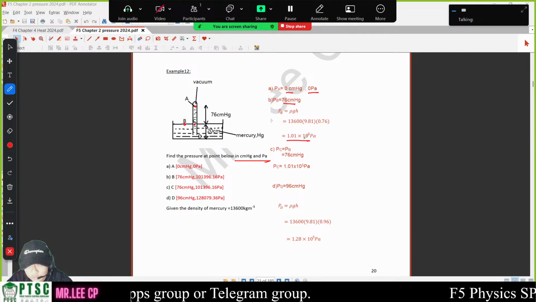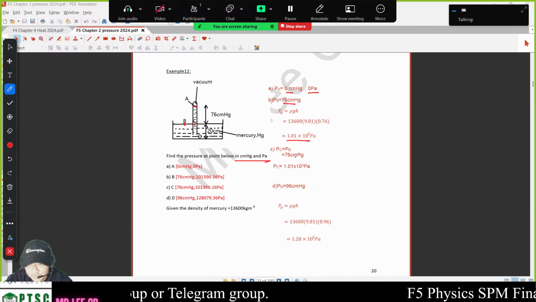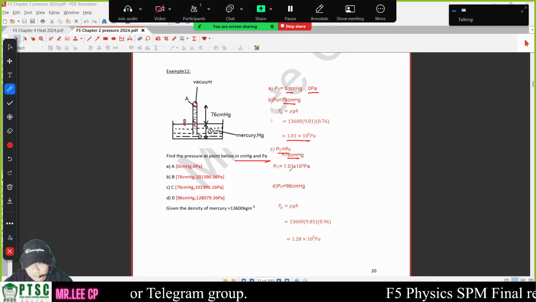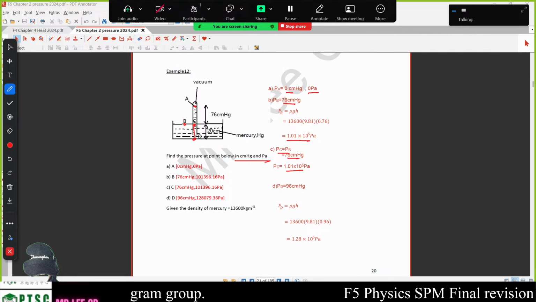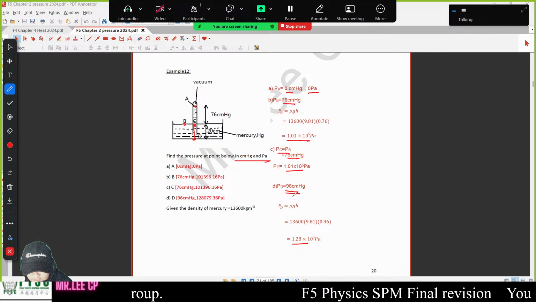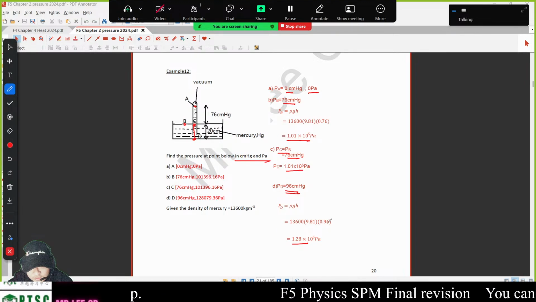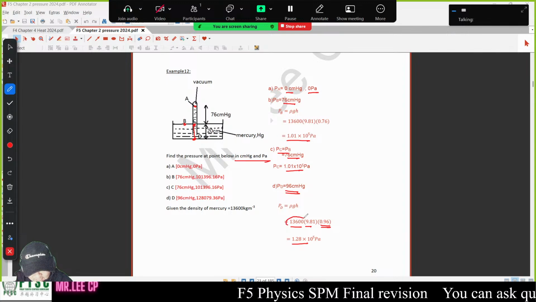Change it to Pascal, like that. Rho GH, right? B and C, it is the same. 76 here, so here 76, you go down 20 again, so altogether, it is 96. If you want to change it to Pascal, make sure rho GH, rho g, and then h. This is the density of mercury.